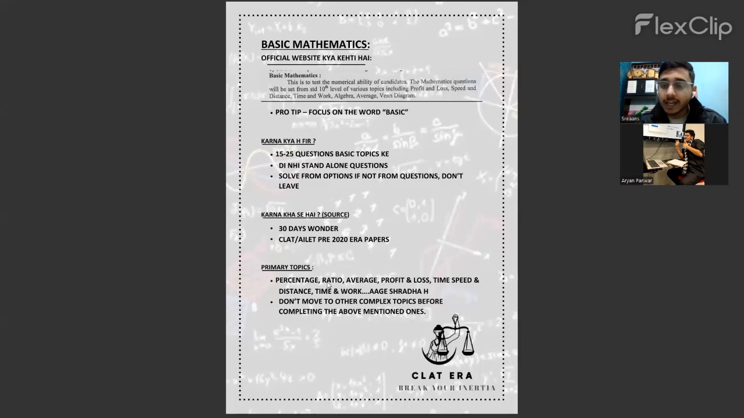ये primary topics हैं. Even if you are not doing anything and only covering these topics, still you are good to go, and you will be getting 7 to 8 plus अगर इस topic को भी you are able to cover, which are percentage, ratio, average, profit and loss, time, speed and distance, time and work. First complete these topics only, बस इनको करके then move to other topics. If you are left with time, then you can move to probably simple interest, compound interest, and other complex topics. But please make sure to complete these basic topics and you will be very good to go.